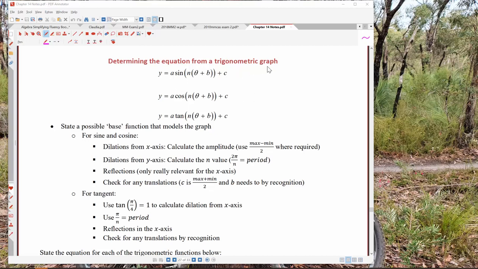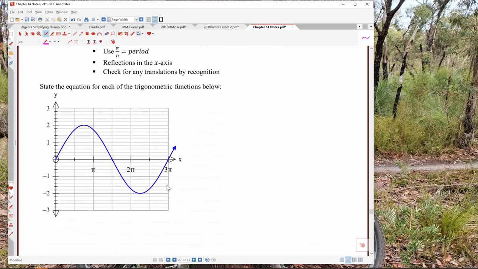When we determine the equation from a given trig graph, we basically use the general form of a trig function and just fill in the blanks as we go along. There's a whole heap of instructions here, but I think the best bet is to just give it a go first of all and see how it goes.